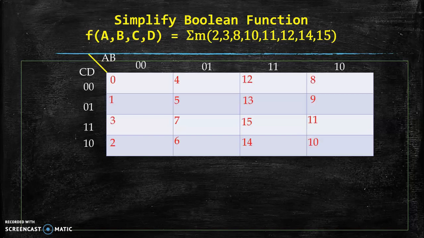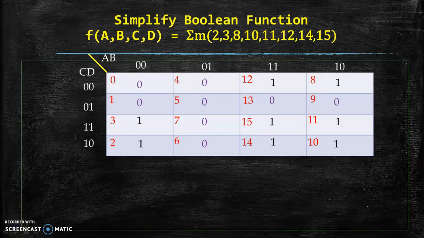We can write the decimal equivalent number for each cell, and we have to write ones in the given minterms. That is 2, 3, 8, 10, 11, 12, 14, 15. In all other cells we have to write zeros. Now the next step is very important. We have to prepare groups.